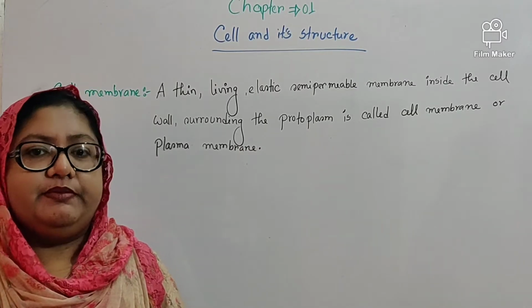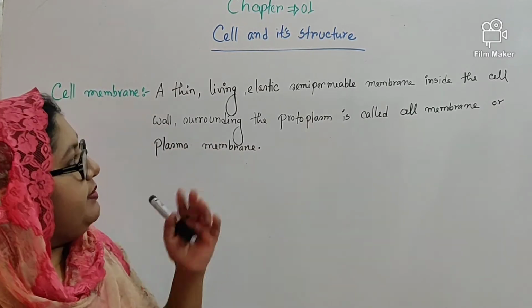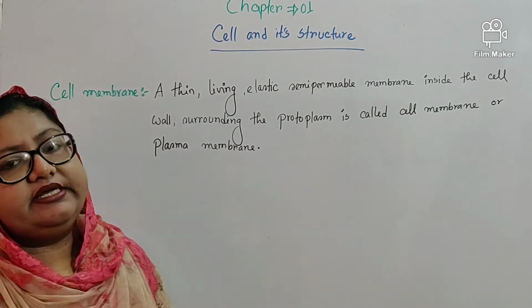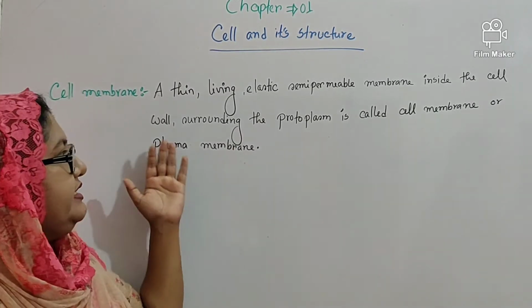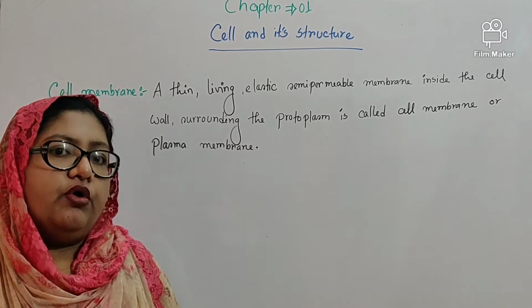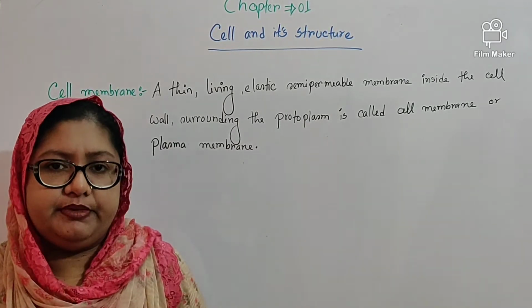Now the definition of cell membrane. What is cell membrane? A thin living semi-elastic semi-permeable membrane which is present inside the cell wall and that surrounds the protoplasm of a cell is called cell membrane or biomembrane. Now the structure of cell membrane.